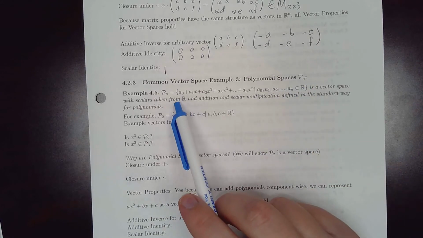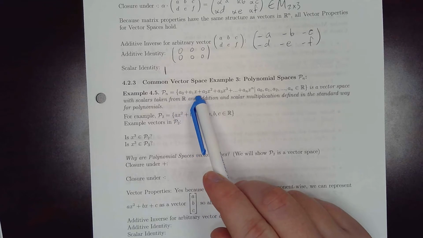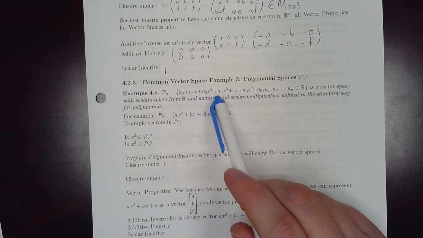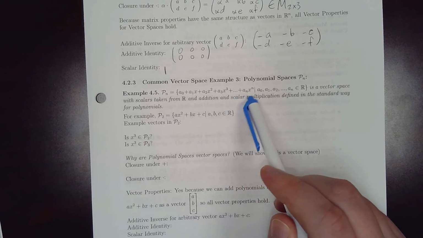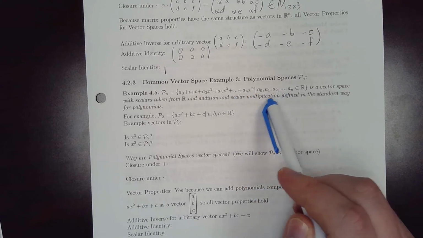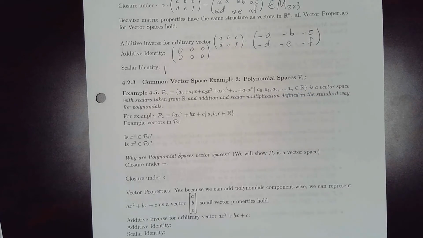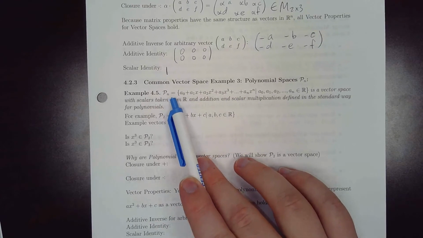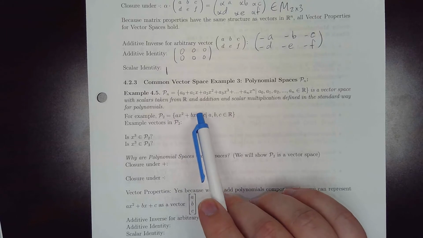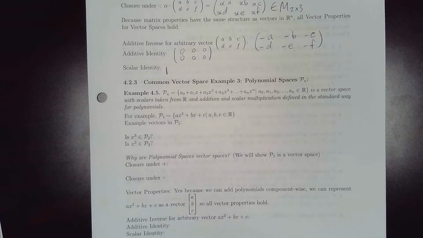Polynomial spaces are going to be a0 plus a1x plus a2x squared plus a3x cubed, all the way summing up until a_n x to the n, where a0 through an are in the real numbers. So this is a vector space where we're saying it's a polynomial of degree at most n, where we are taking addition and scalar multiplication the way we would normally for polynomials.